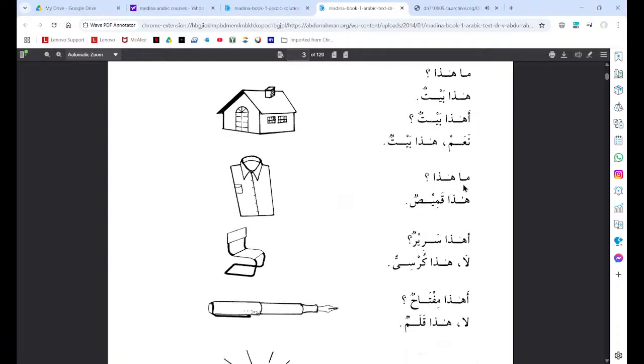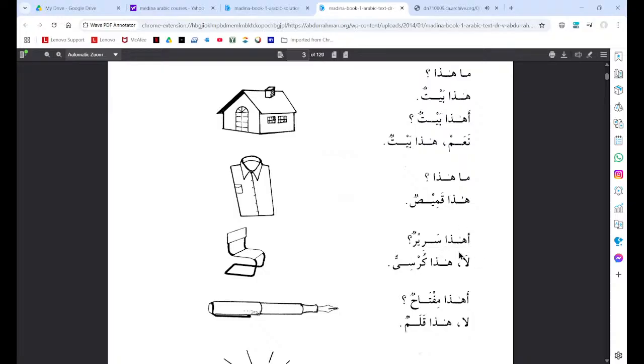ما هذا? What is this? هذا قميص. So also make sure that you're taking note of all of the vocabulary words of this chapter, and as we go, make sure that you memorize all of these words. As we progress through the book, when these words repeat, they will remove the haraka. So you must remember what these words are and how to pronounce them. ما هذا؟ هذا قميص.